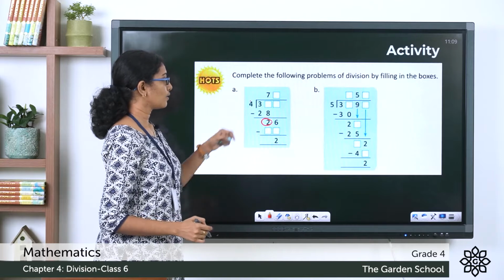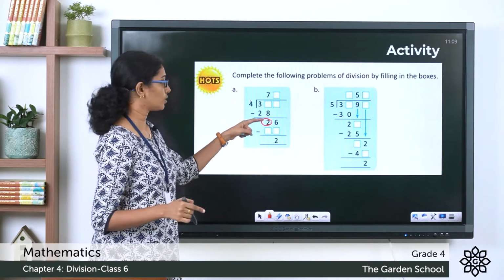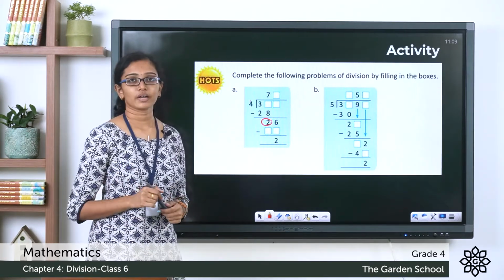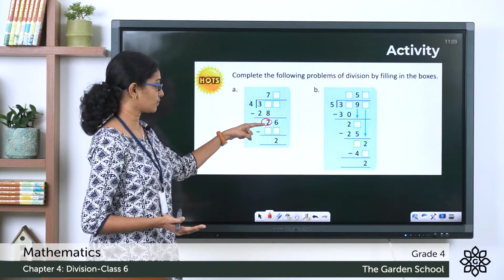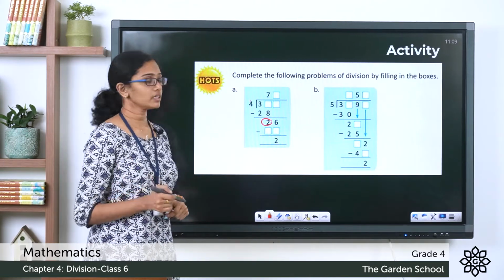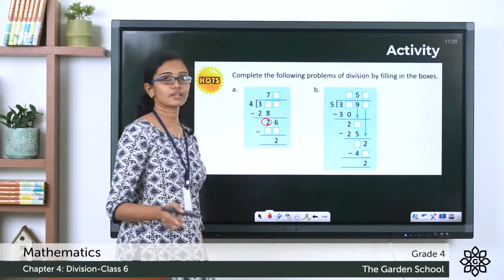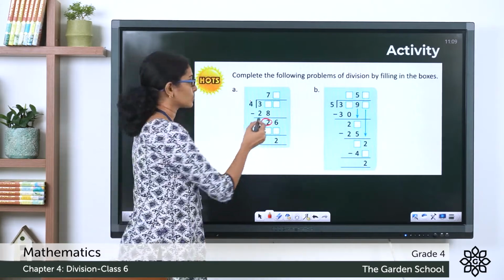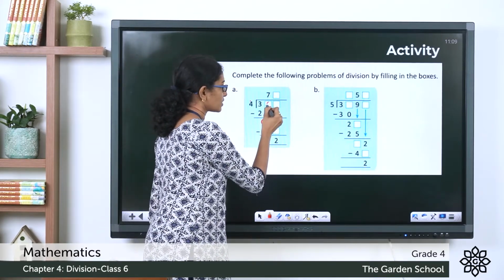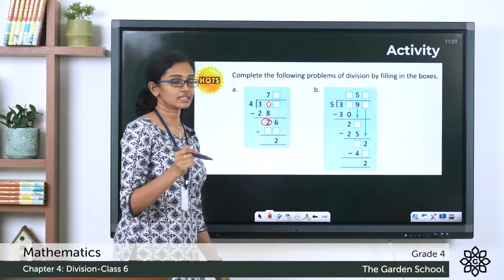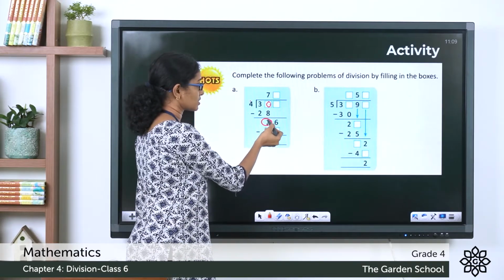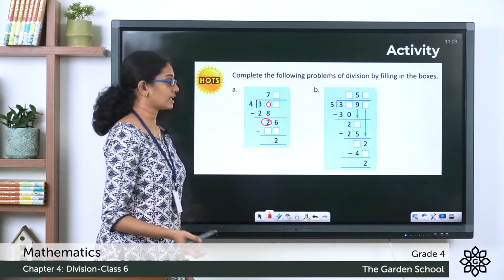How can we find the minuend when you know the difference and the subtrahend? You just add the difference and the subtrahend, right? So 2 plus 28 gives you what? 30. So 3 is already given there, so let's write that 0 here. Now check the subtraction. 30 minus 28 is 2. So it's correct, right?